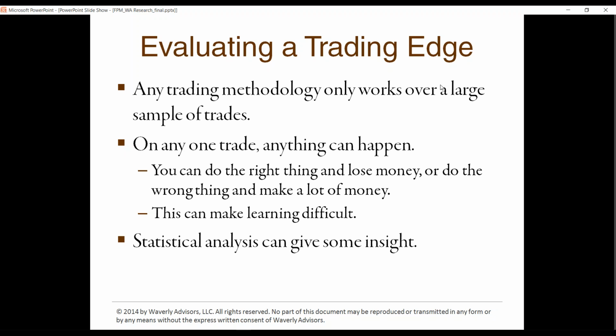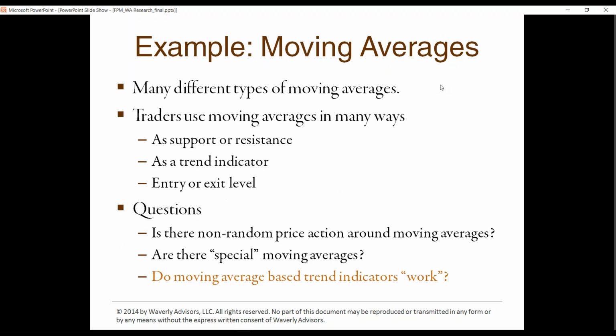But you can have somebody do everything wrong and make a lot of money. You can also have somebody, of course, do everything right and have a string of losing trades. This makes learning very difficult, and this is where I think a lot of the psychological tensions and problems come from. It's this random reinforcement from the market. So the only way we can drill through that is to do some statistical analysis.